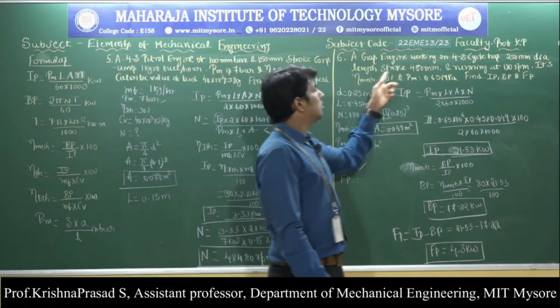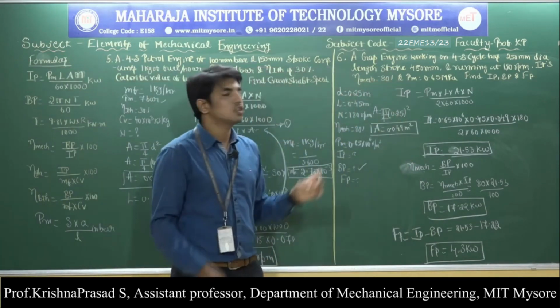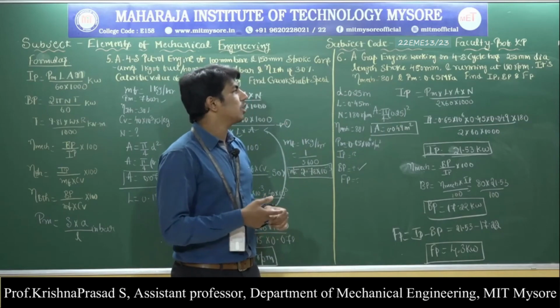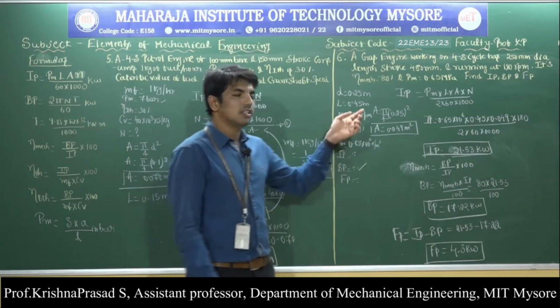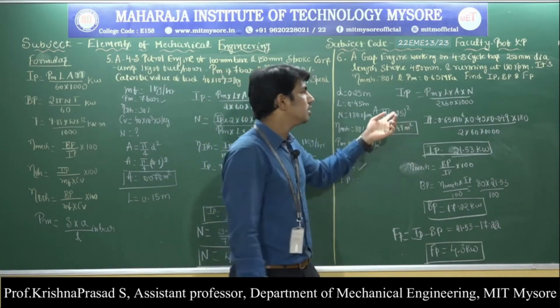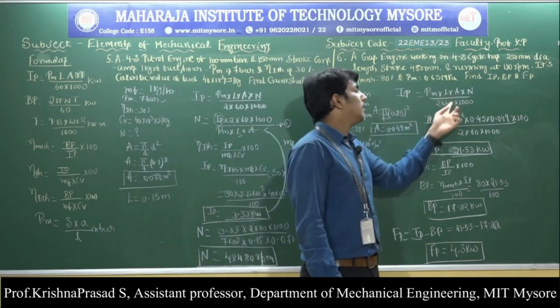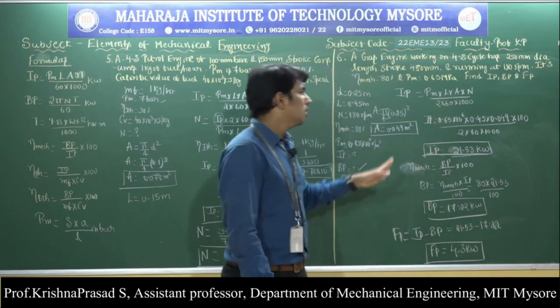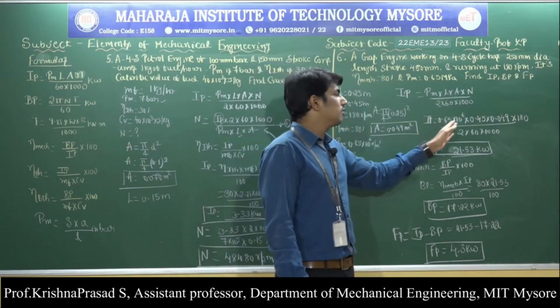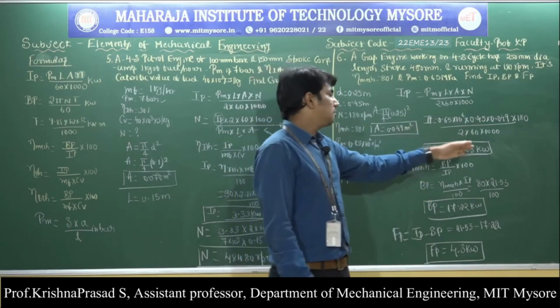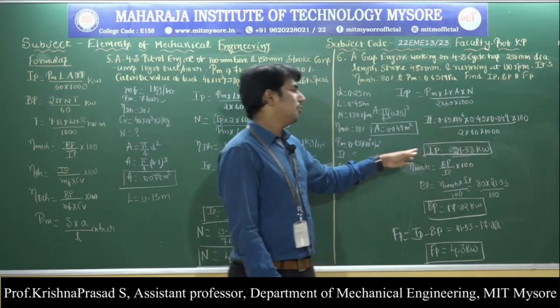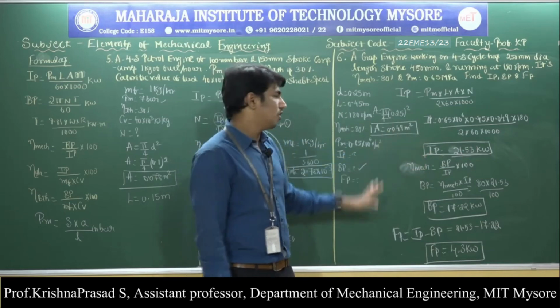So this is regarding the sixth problem. A gas engine working on a 4-stroke cycle has 250 millimeter diameter and stroke length 450 mm and is running at 180 rpm. Here I need to calculate the value of IP for a 4-stroke engine. It is PM into L into A into N by 2 into 60 into 1000. Here PM is 0.65 into 10 to the power of 6, and after the substitution and the simplification, IP we got is 21.53 kilowatt.